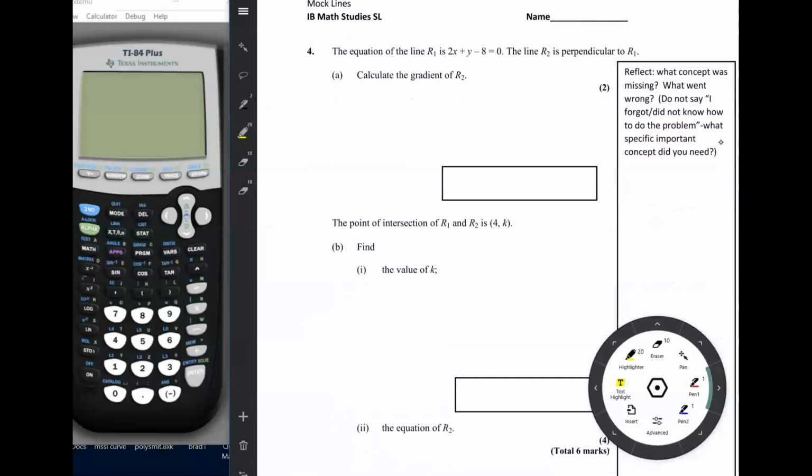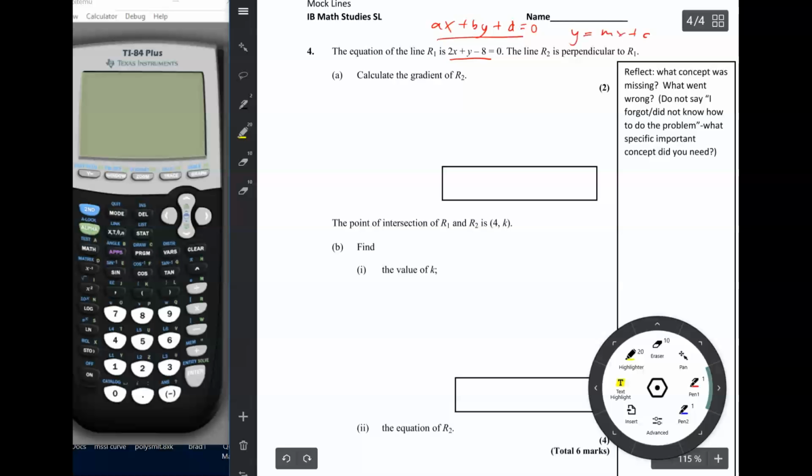The equation of the line R1 is 2x plus y minus 8 equals 0. The line R2 is perpendicular to R1. Now, this, of course, is not gradient intercept form. It is standard form. And standard form, remember, is kind of useless. It doesn't show us the gradient, at least not easily. So what we need to do to see the gradient is rearrange this into gradient intercept form, which looks like that, remember?